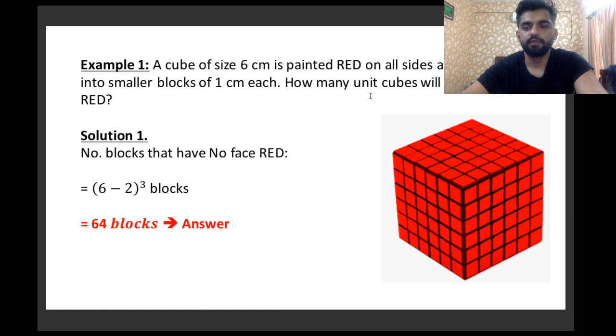Next question. How many unit cubes will have zero faces red? That is no face red. Will be given as n minus 2 ka whole cube. N is 6 minus 2. That is 4 ka whole cube. 4 ka cube is 64. Finish.